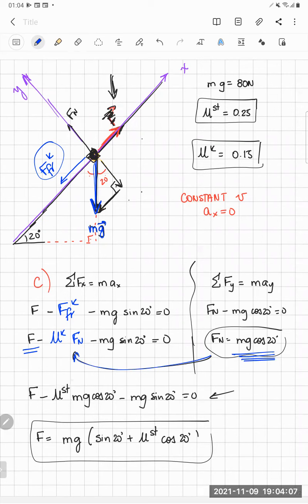So what has to change? This is not static, so this is not 0.25. This is now the other coefficient, the coefficient of kinetic friction, and this is 0.15. So again, I changed that. Instead of 0.25, which is what we used in part B of the problem, I'm going to put here 0.15 because it's the coefficient of kinetic friction. And that's all. The problem is done, the rest is very similar to part B.